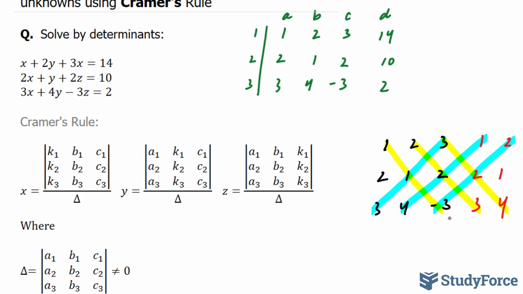1 times negative 3 is negative 3, plus 2 times 3 times 2, that's 12, plus 3 times 2 times 4, that's 24, minus 3 times 1 times 3, that's 9, minus 4 times 2 times 1, that's 8, minus negative 3 times 2 times 2. Negative 3 times 2 is negative 6, times 2 is negative 12. So minus negative 12.